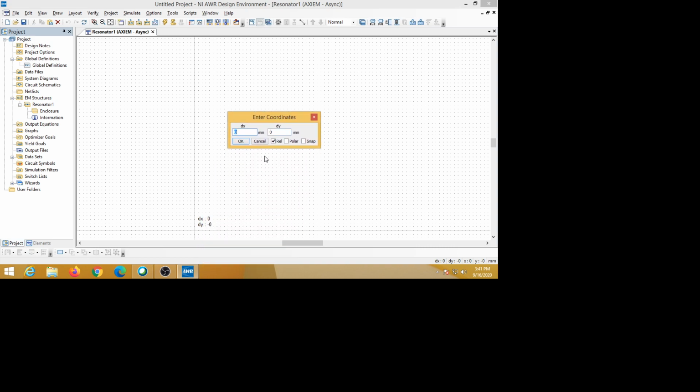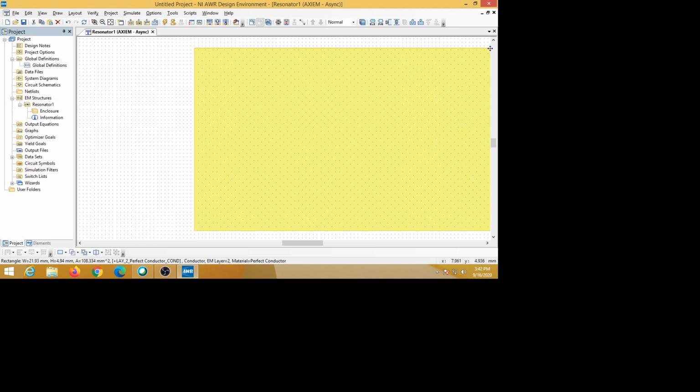Now it is a rectangle, one corner we fixed, but our structure has a length, dx. Starting from 0, it should go up to 21.93 mm in the x direction, and in the y direction, that is the width, it should increase up to 4.94. Okay, so this rectangle has been drawn here.